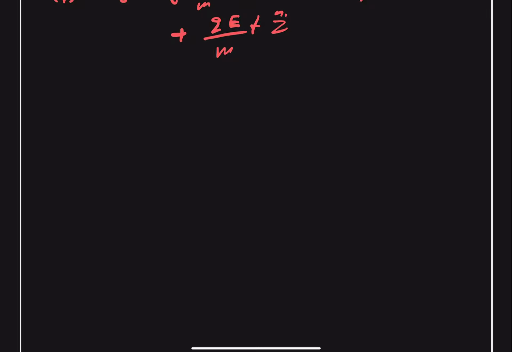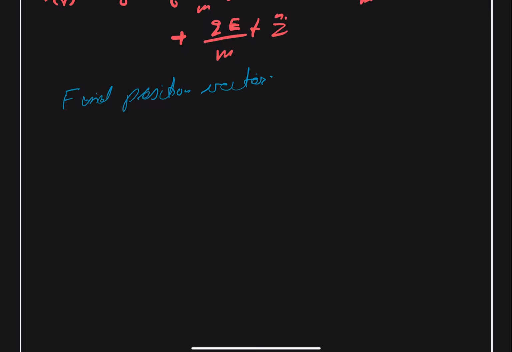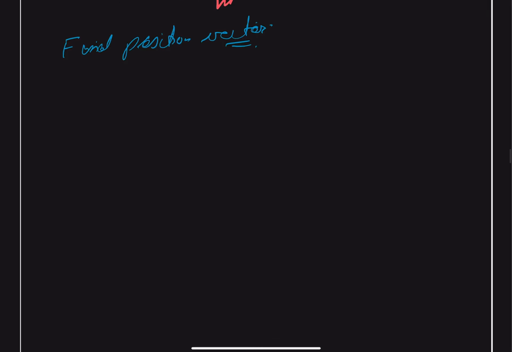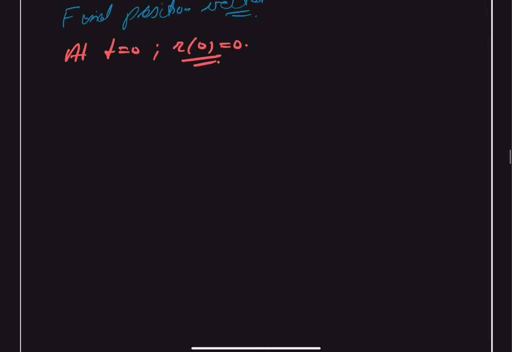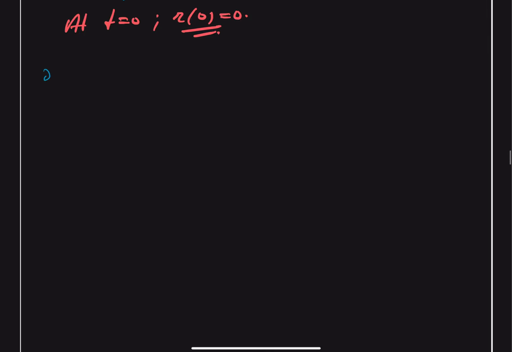And in case we want to find the position vector, which we can also find out from this particular equation, so we can say final position vector. First of all, let us do it for the initial condition. So we can assume that at t is equal to 0, our initial position vector is 0. Now we can easily find, first of all, the x component.